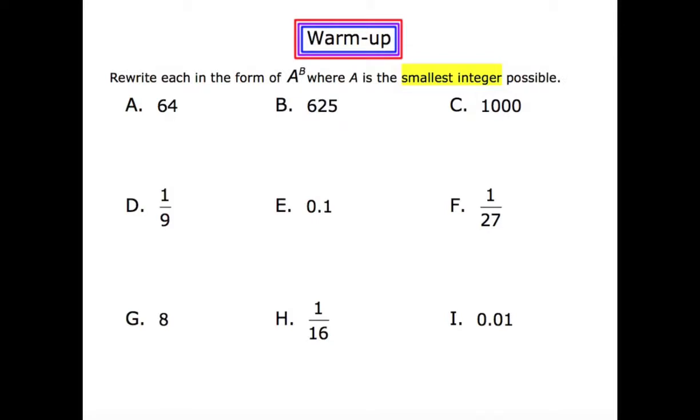Before we actually get to the common base method, we're going to do a warm-up exercise in which we're asked to rewrite each value in the form of a to the power of b, where a is the smallest integer possible. We'll do number A, 64, together, and then I'd like you to pause the video and try the rest on your own before I reveal the answers.